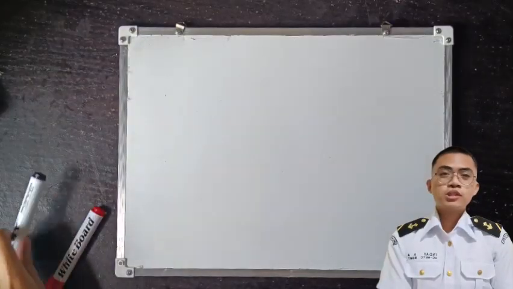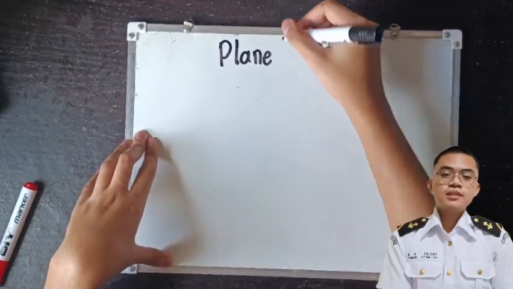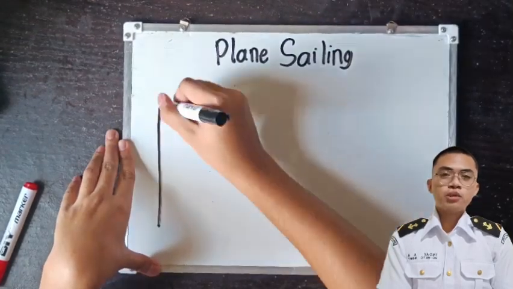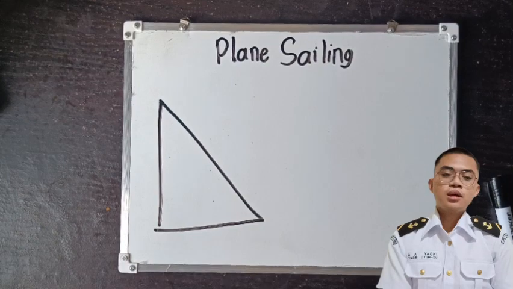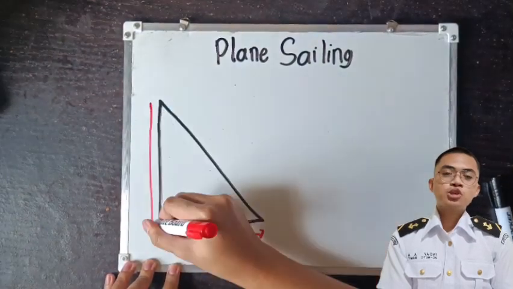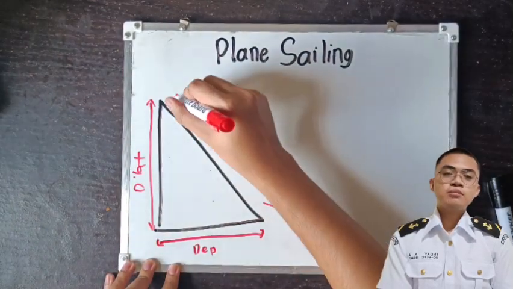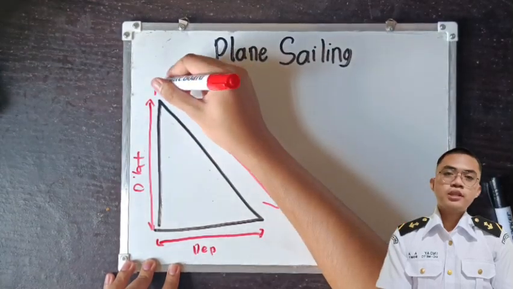The next we're about to tackle is plane sailing. It is sailing along a track where point A and point B are not on the same latitude. It is restricted only to 600 nautical miles since there will be miscalculations beyond this distance.